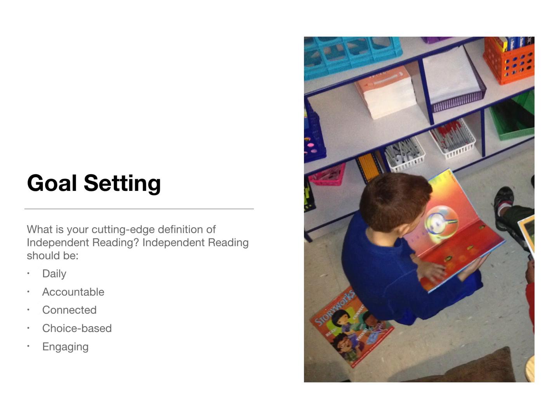Goal setting. What is your cutting-edge definition of independent reading? Independent reading should be daily, accountable, connected, choice-based, and engaging. Recall that the goal is for your newest version of independent reading to include these five descriptors. Is your independent reading practice happening daily? Are your students held accountable to the classroom expectations and work? Is the work they do connected to a daily lesson or skill? Are your students working with books they have chosen? Are they engaged in their work?